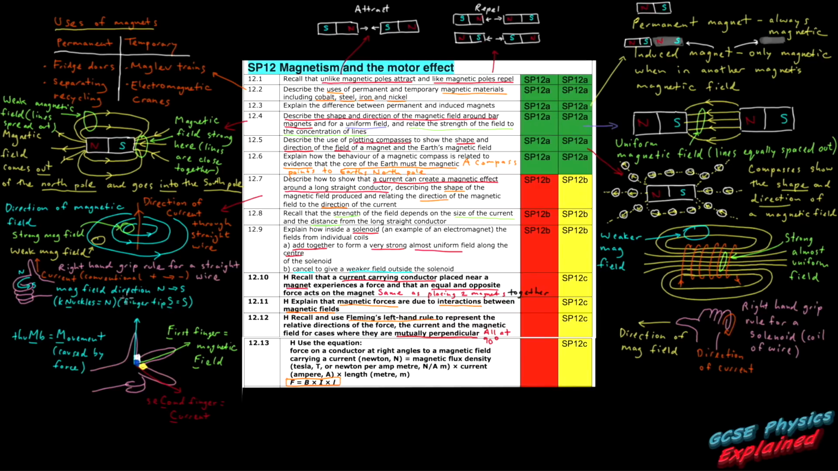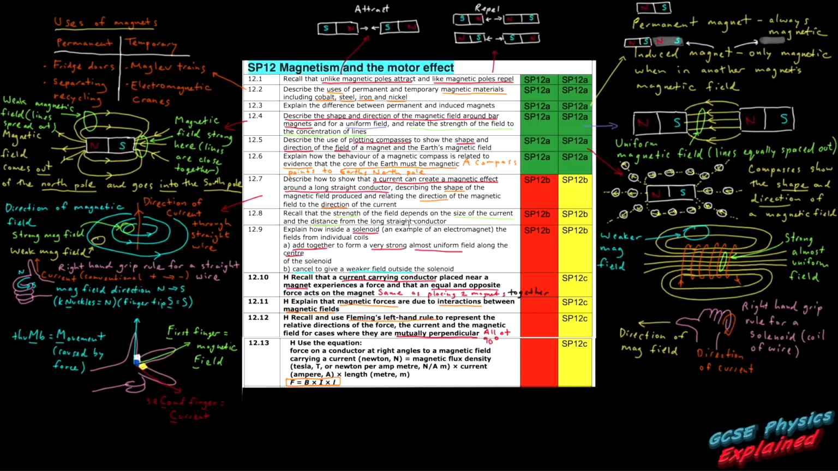Now the magnetic field direction is from north to south, same as usual. Knuckles is north and fingertips is south. So if you pointed your thumb up, your fingers would come around in a circle like that. If you were looking down on it, it would be anti-clockwise. And the current is conventional current, which is from positive to negative. Now I'm probably telling you far too much detail because it's just yellow.